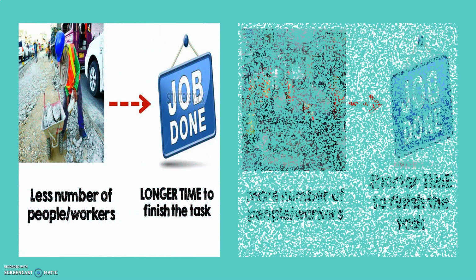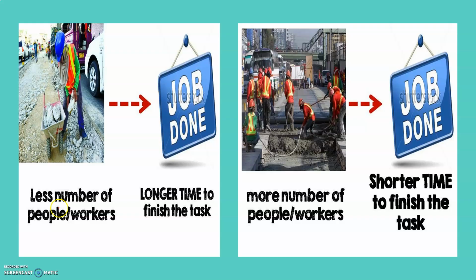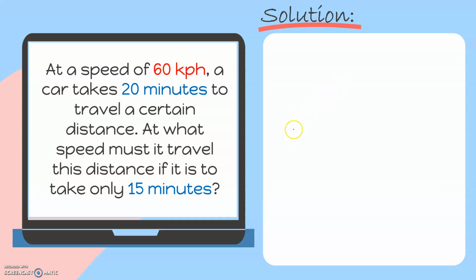Now let's try another example. But first, again, let us remember that if there will be less number of people or workers, it will take them longer time to finish the task. But if there will be more people or workers working together on the job, it will take them shorter time to finish the task.